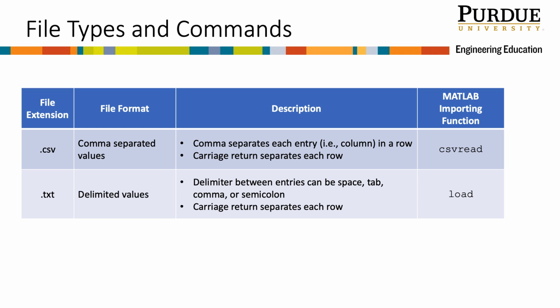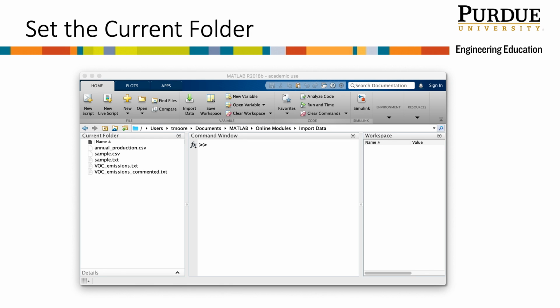To import comma-separated data that is saved in CSV format, you will use the csvread command. To import delimited data that is saved in TXT format, you will use the load command. Before you can load any data file into MATLAB, you need to set MATLAB's current folder to the location where the data file is saved.